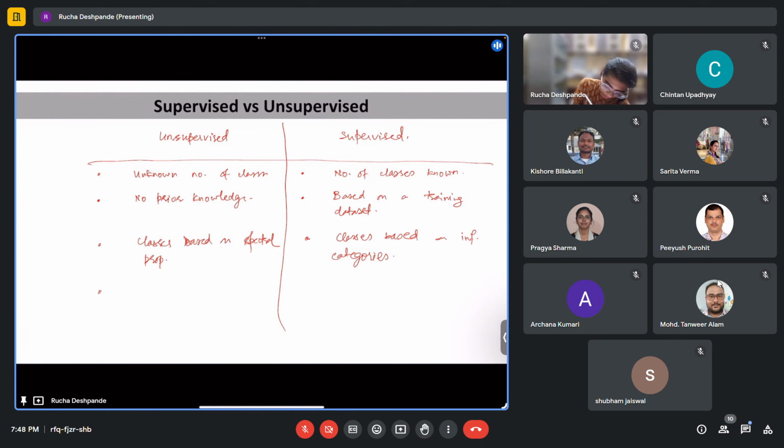Yeah, so there are some drawbacks to both the techniques. So here the derived clusters might be unidentifiable.